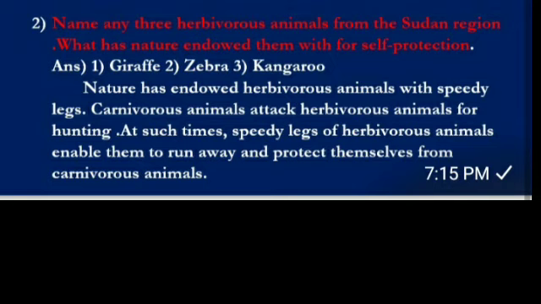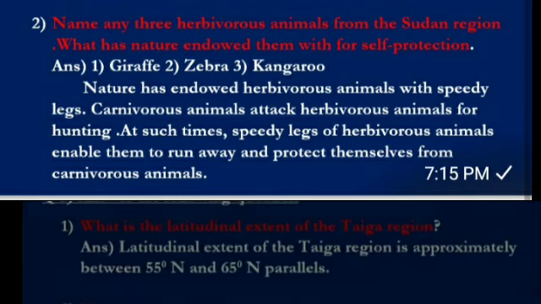Why? Because sometimes animals which eat other animals, they are known as carnivorous animals. So these animals attack herbivorous animals for hunting. That's why nature has given them speedy legs. At such times, the speedy legs of herbivorous animals enable them to run away and protect themselves from carnivorous animals. So have you understood? Because of their speedy legs, herbivorous animals protect themselves from carnivorous animals. Okay, now let's see the next question.